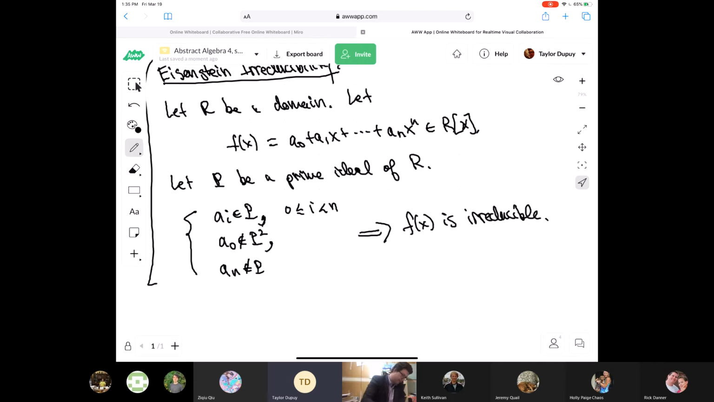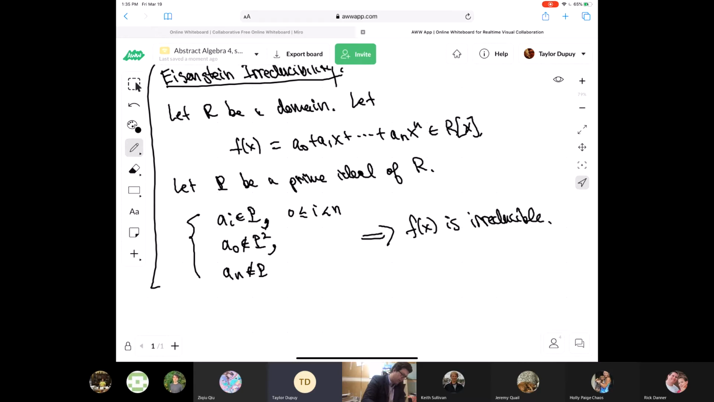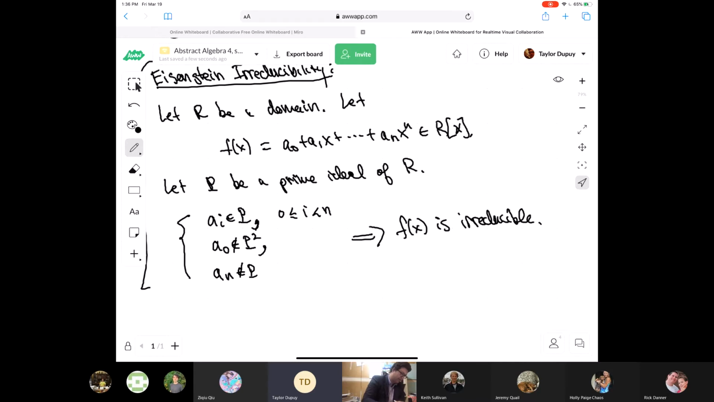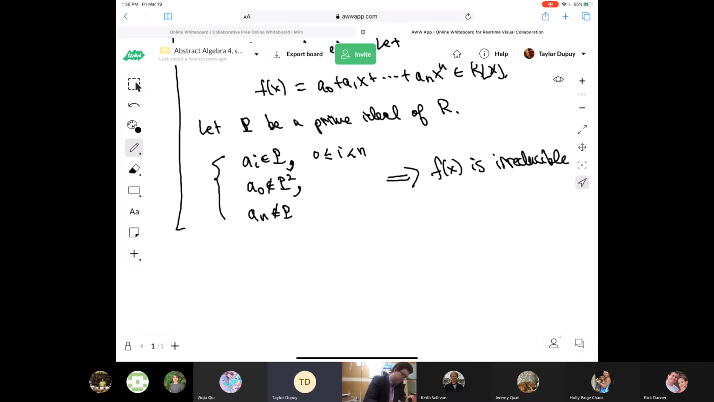Okay, so these are the Eisenstein criteria. Polynomials that satisfy these criteria are called Eisenstein polynomials.